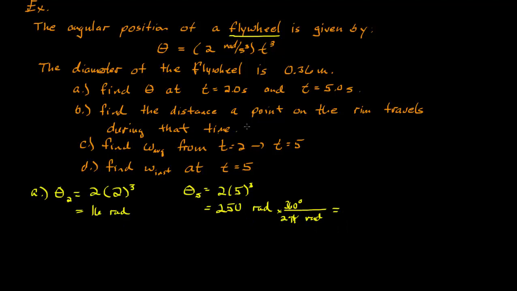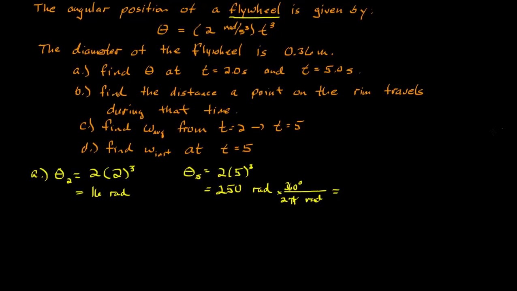Okay. B, find the distance a point on the rim travels during that time. So it goes from 16 to 250. The total change in position would be 250 minus 16, which would be 234 radians. And then we want to know out at the edge, all the way out at the edge, how far does this thing go? The diameter is 0.36, so the radius is 0.18. Be careful with that. So that's going to be my r.